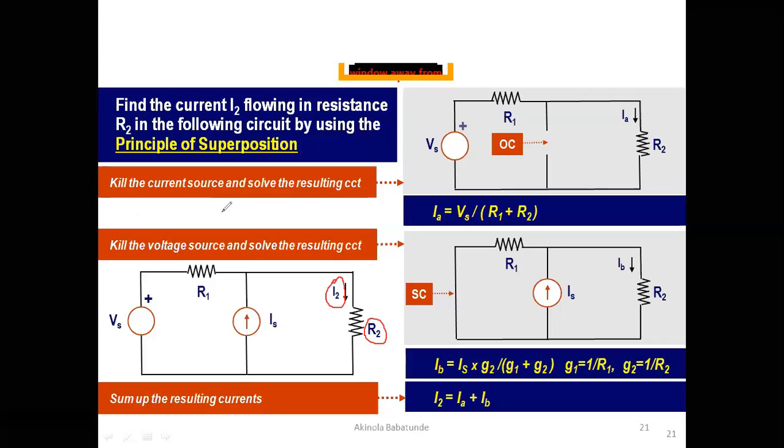So when we kill the current source, this is the current source. When you kill a current source, you open the circuit. So the circuit remains open at this particular point. This simply means that all the currents passing through R1 will just go straight to R2. Nothing will pass through this branch in the middle anymore because the circuit is open anyway. When this happens, it means that R1 and R2 are going to be in series. The equivalent resistance in the circuit will therefore be R1 plus R2.